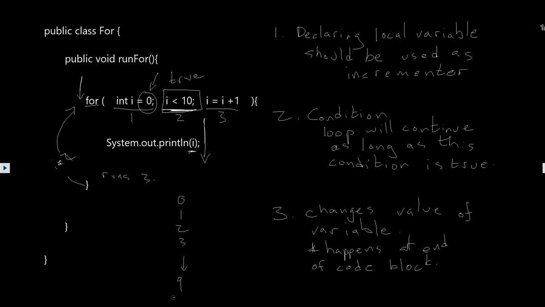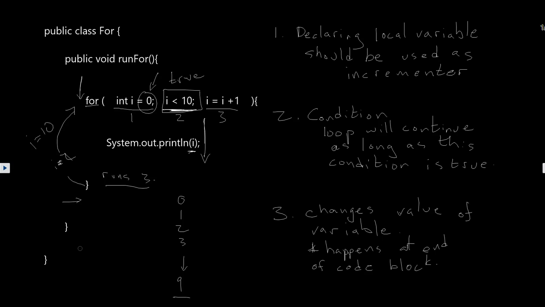Okay? Now when it gets to 9, at the end of this run, it runs this, and so now I equals 10, right? It checks this. Is 10 less than 10? False. So then it moves down, it skips over the loop, and then runs the next line of code after that. Does that make sense? Yes, no? Maybe so? Yes, it does.